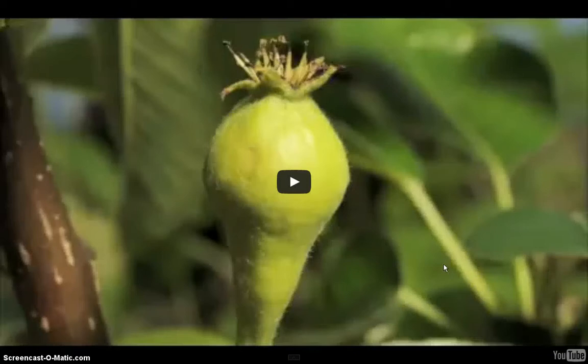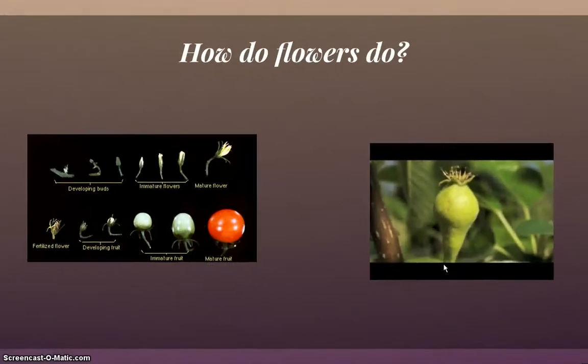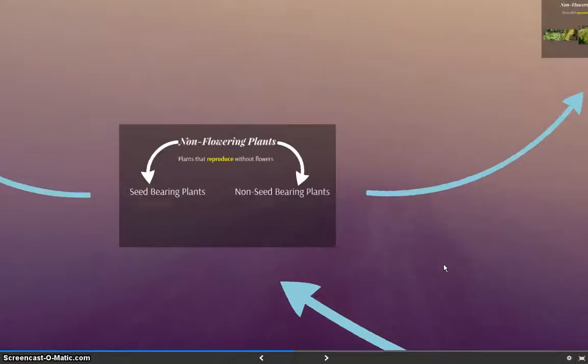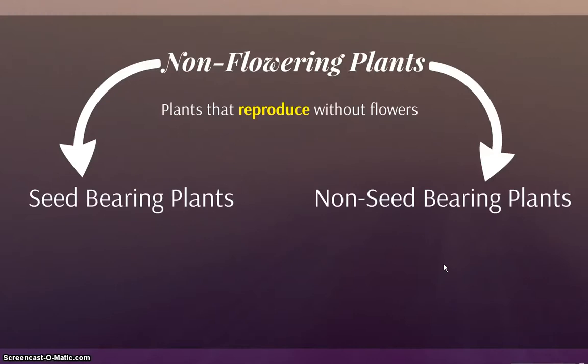So there we just saw a flower turning into a fruit. And what's inside a fruit? Seeds. And that's how flowering plants reproduce. They use flowers that turn into fruit that produce seeds. So what else? What other way do plants reproduce?